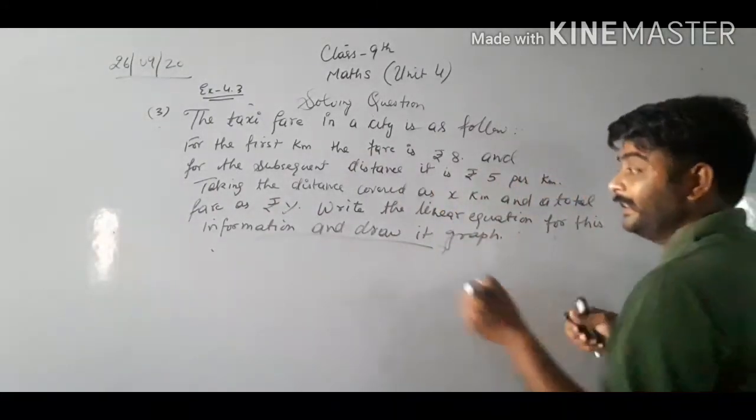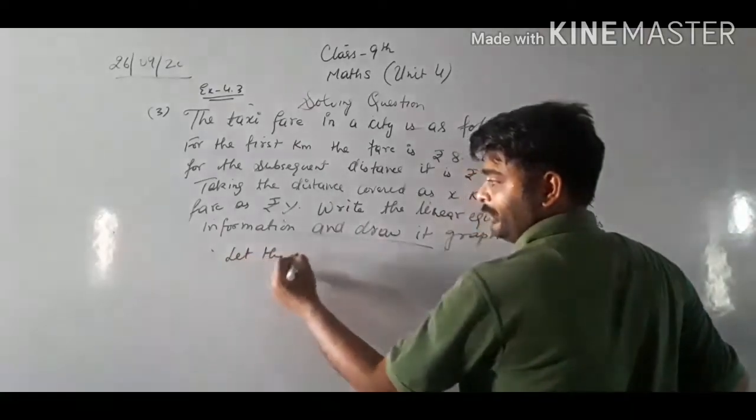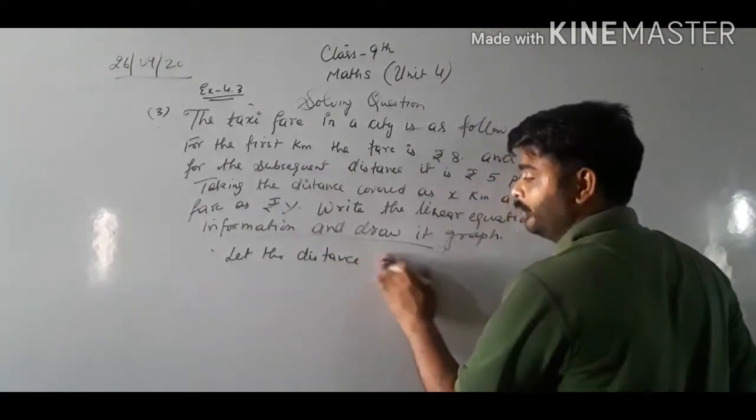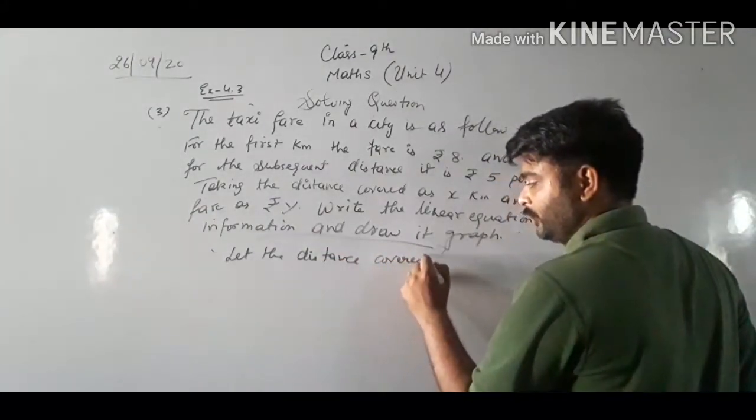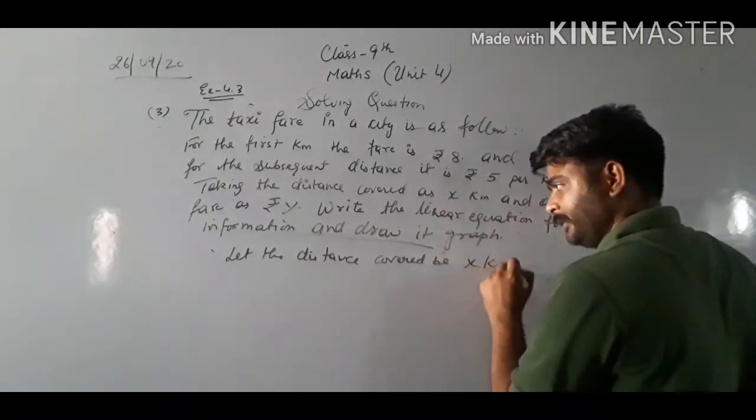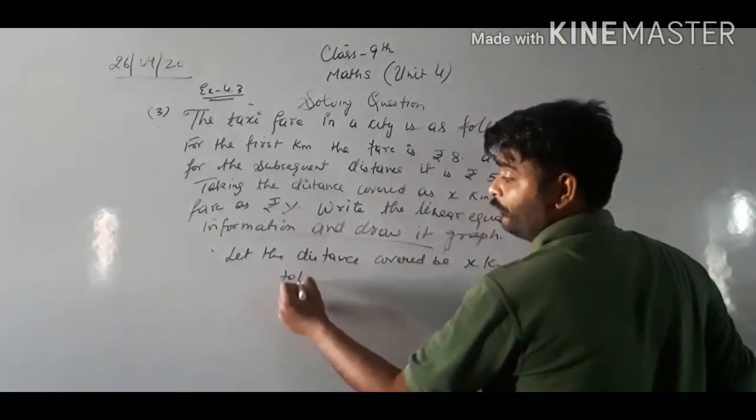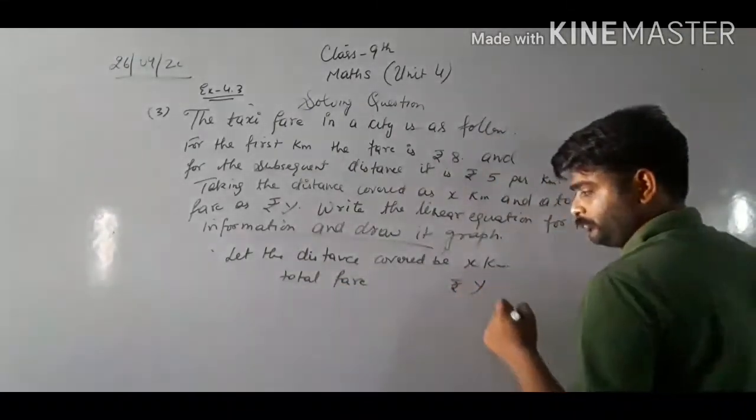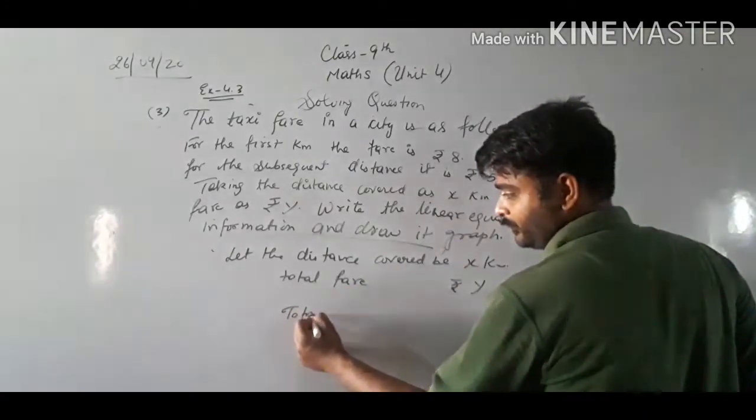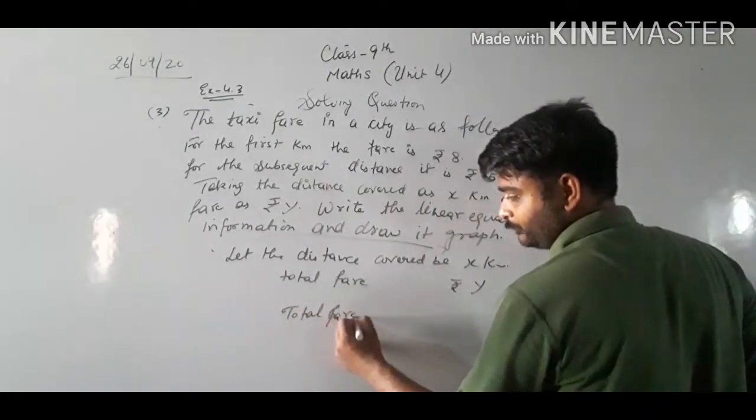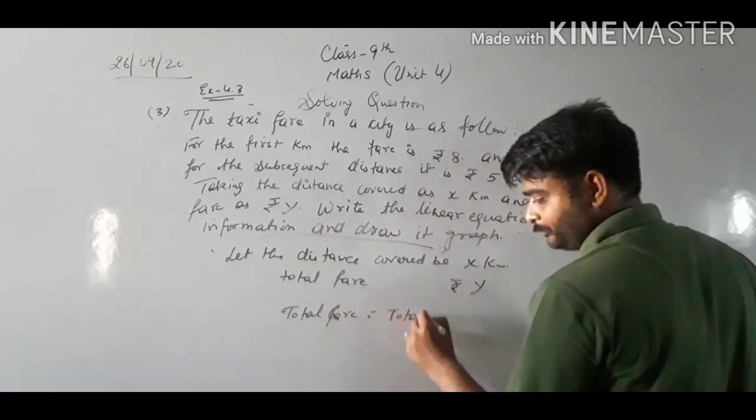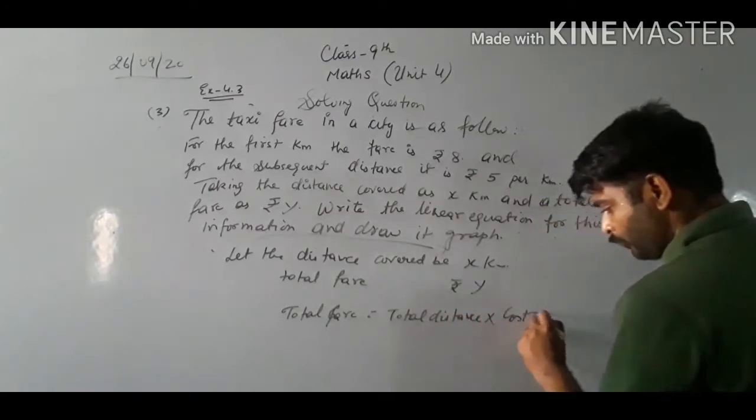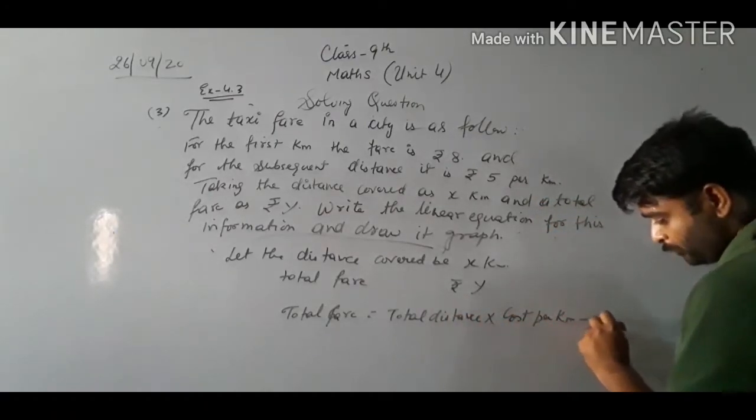What is it saying? Let the distance traveled or covered, you can say covered, be x kilometer and total fare rupees y. So class, total cost or total fare equals total distance covered into cost per kilometer plus extra charge.